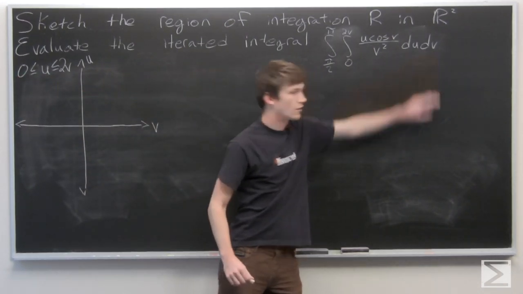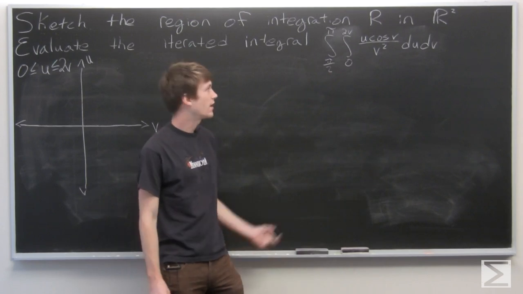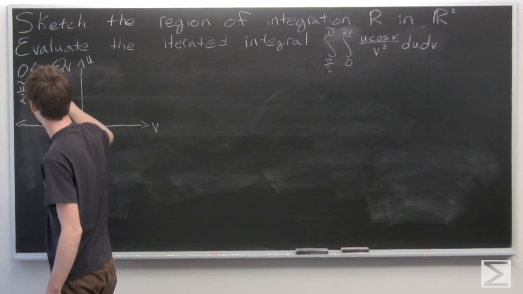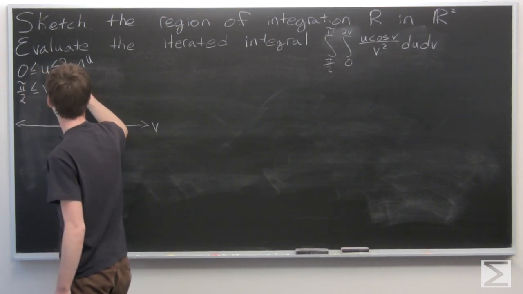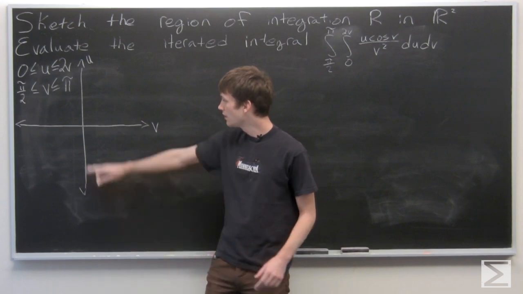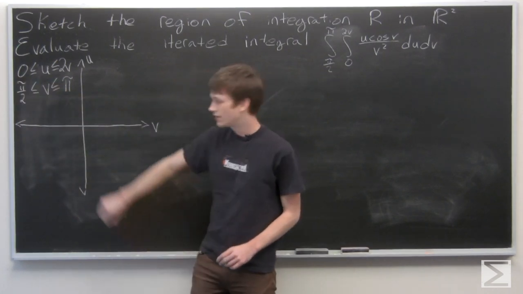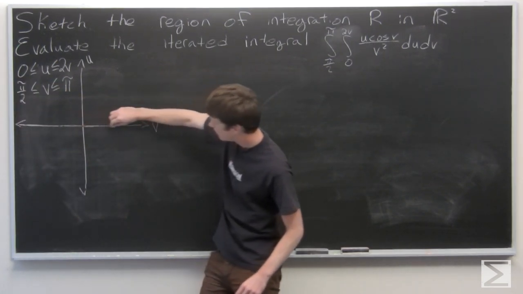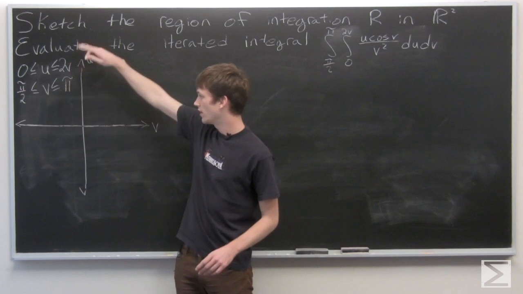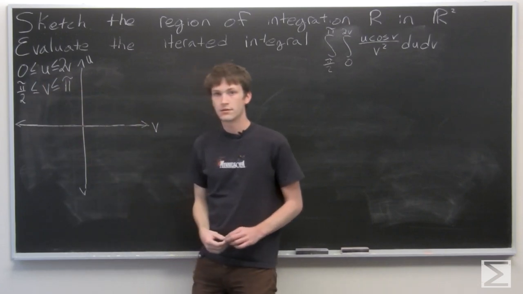And then we see that our integration with respect to v corresponds to the limits of integration from pi halves to pi. So v ranges from pi halves to pi. And now we know that if u is equal to 0, then we're just on the v-axis of our plane. So we want u to be greater than that. So we know that we're going to be in the first two quadrants. And then we want u to be less than 2 times v.